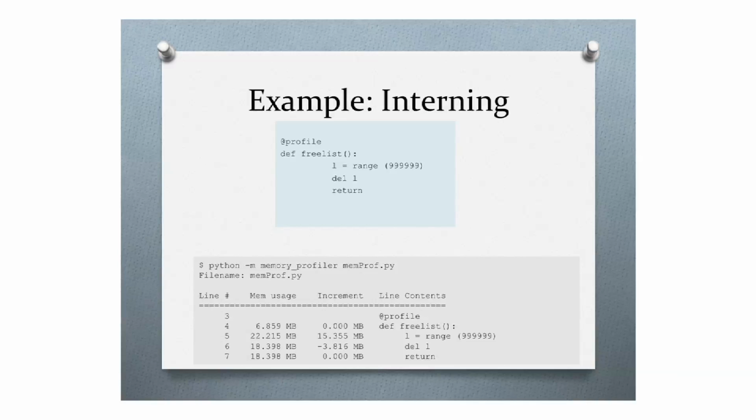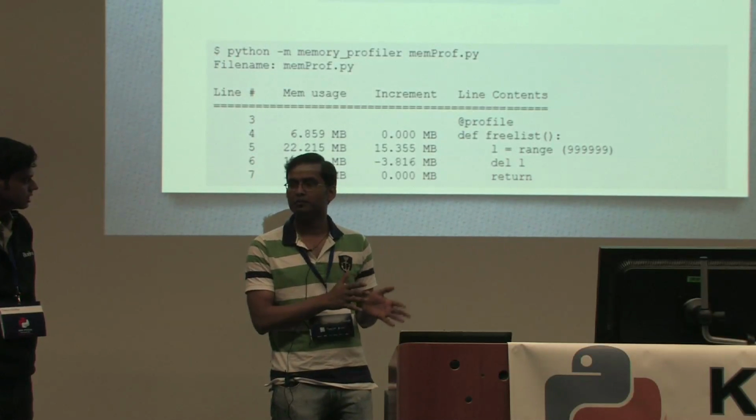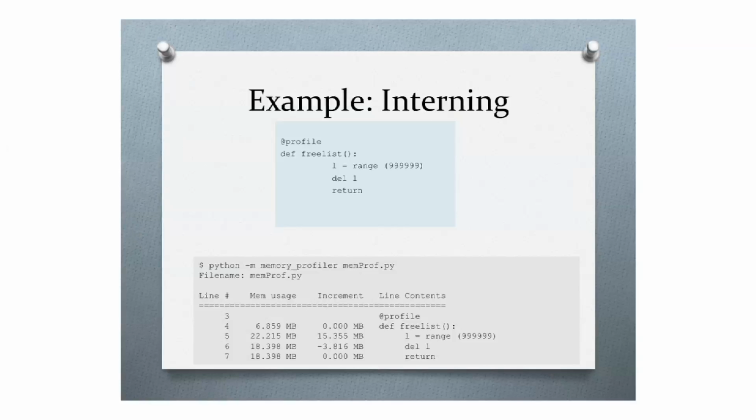But even after I delete the reference to variable L, the memory is still claimed by the application. It's not freed up for other applications in the system. So this memory is still held by the Python VM. It's not freed. So this is the interning and optimization that turned out to be a problem.